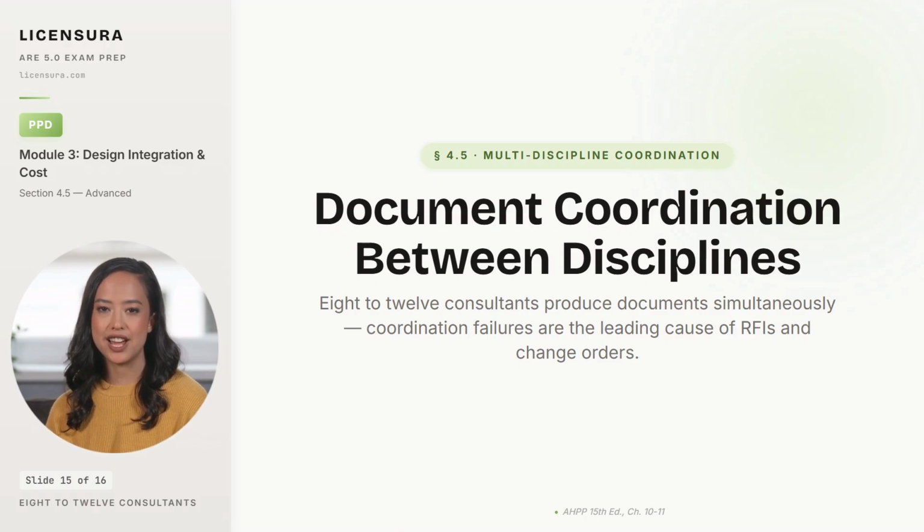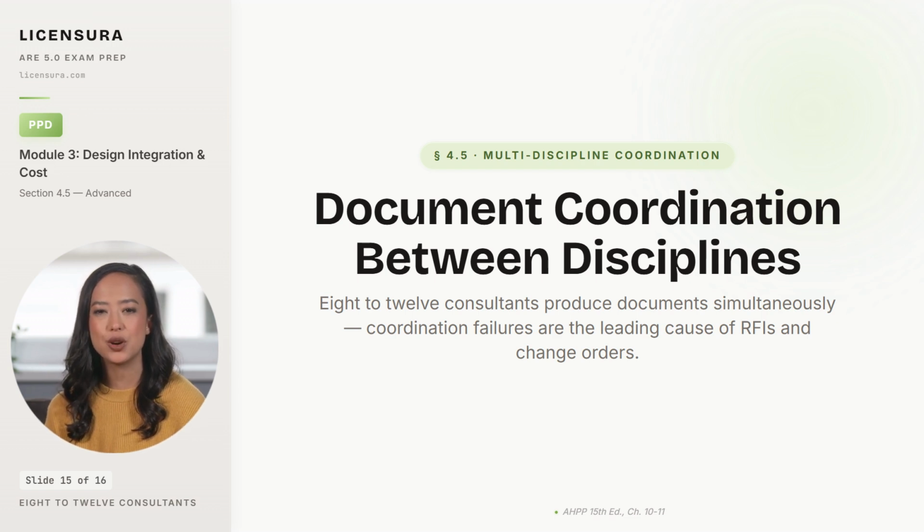BIM does not eliminate coordination errors. It makes them visible earlier, but the architect still has to lead the meetings, assign action items, and verify resolutions. The exam tests whether you know that distinction, because candidates who answer that BIM solves coordination fail the question.